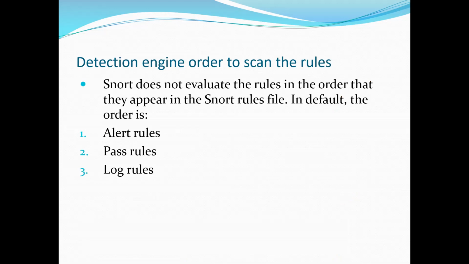The detection engine order to scan the rules: Snort does not evaluate the rules in the order that they appear in the Snort rules file. By default, the order is alert rules first, then pass rules, then log rules. That way you can mix them up, I guess. So it doesn't look at the order in the files. I guess alerts are more important than log, which you're going to look at later. So I guess that's the logic.